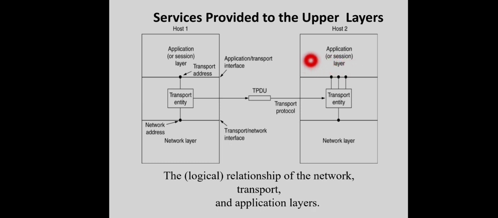Different processes can be there in the application layer, right? So the corresponding process will be delivered by the transport entity. Actual communication is through the network, and virtual communication is between the corresponding transport entities. The message communicated between two different transport entities, we can call the transport protocol data unit.